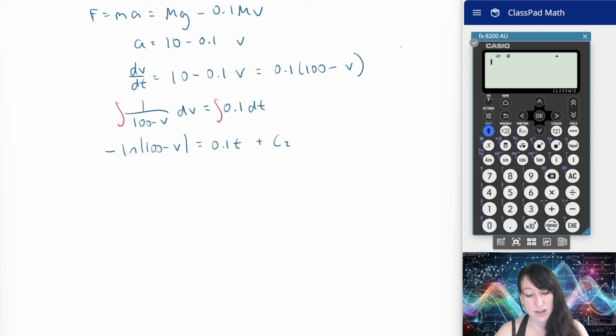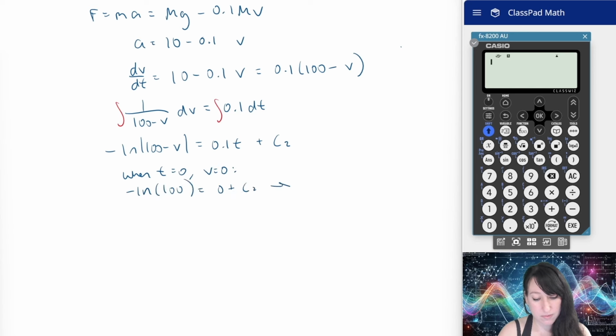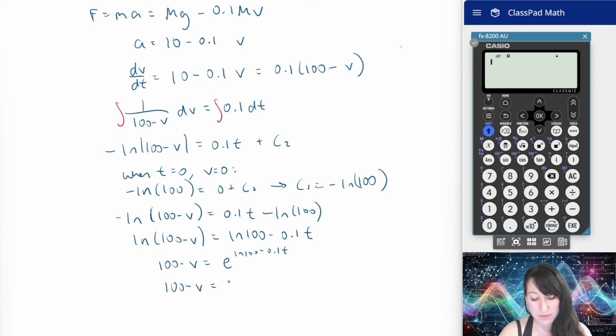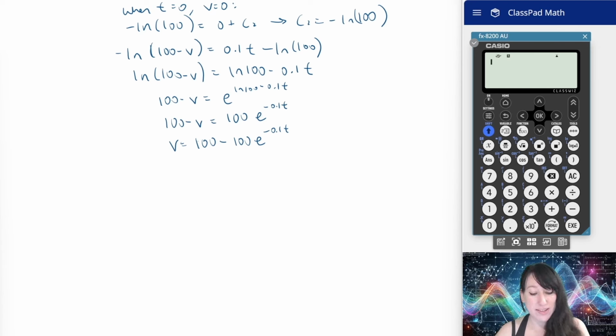Now we do know that v is less than 100, so then we can drop those absolute values. And we know that when t is 0, v is 0, because we are starting at rest after we've hit the maximum height on the upward journey. So we have minus ln 100 minus v equals 0.1 t minus ln of 100. Let's solve for v so we can then get back to x. Let's take both sides to the exponent on e. That'll simplify. So v equals 100 minus 100e to the negative 0.1 t. Now, this is in terms only of t now, so we can just integrate to get x.